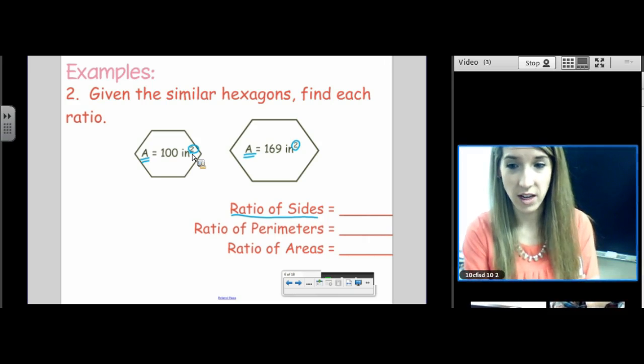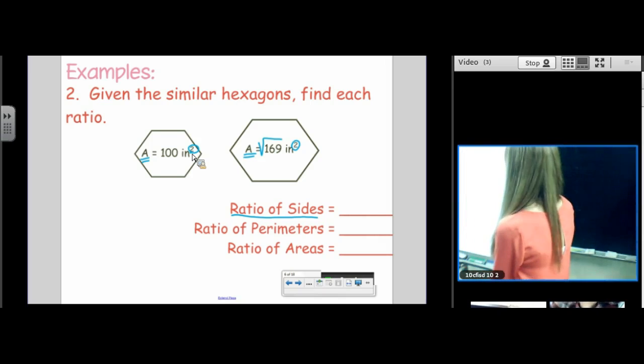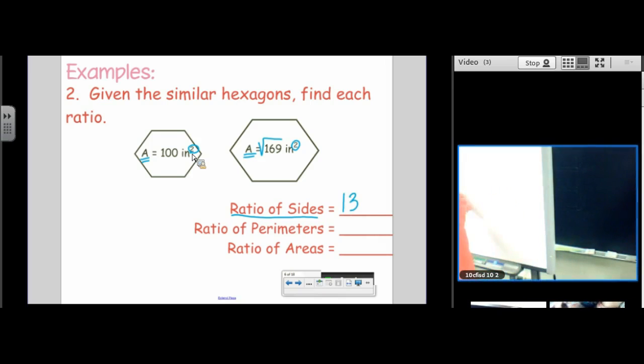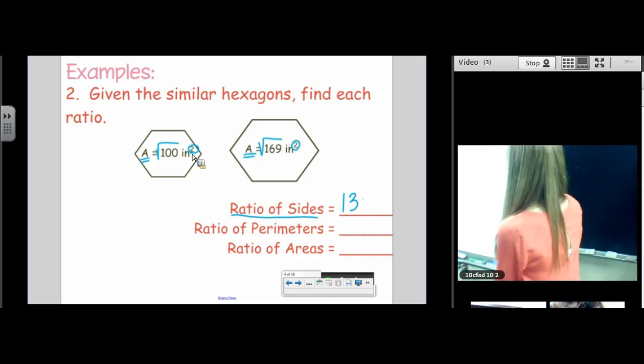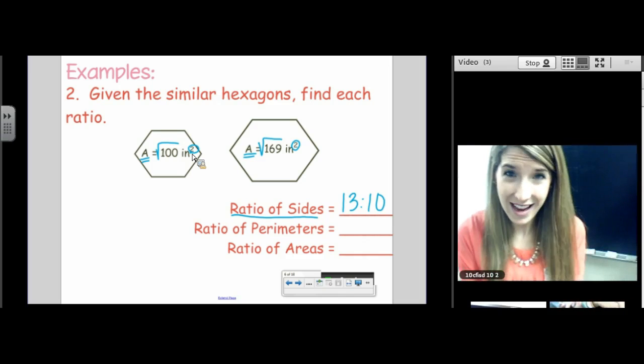Square rooting. Very good. So the square root of 169 is 13. The square root of 100 is 10. So the answer is 13 to 10. You could also put 10 to 13.